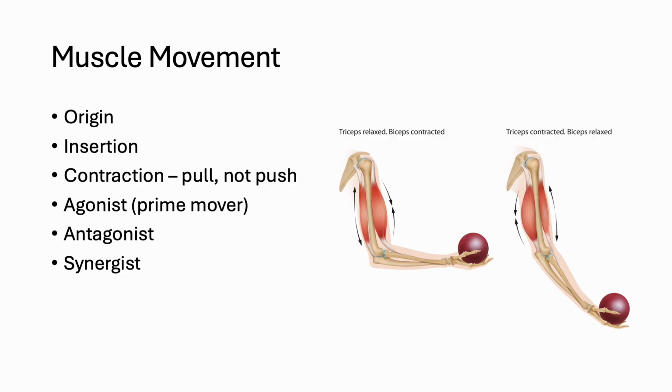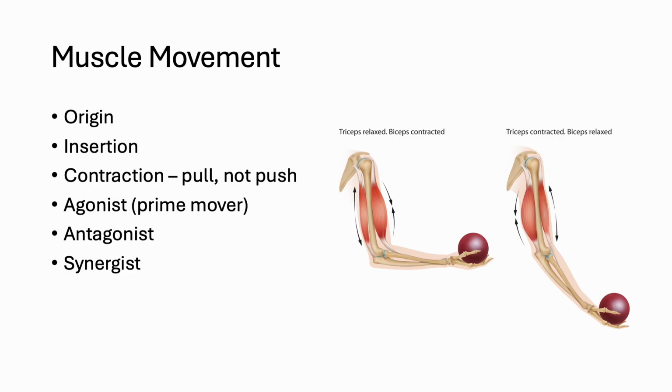Now in your textbook, it refers to this sometimes besides origin and insertion. It may refer to it as a superior and inferior attachment. Or on a limb, it may talk about it in terms of a proximal and distal attachment. So remember, the origin part, that bone is not moving, and where the muscle is attached, the insertion, that's the bone that's being moved when the muscle is contracted.